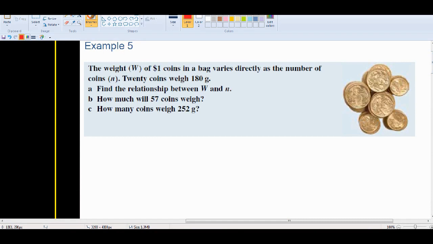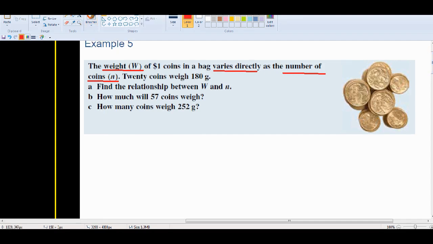Let's see, this is a problem. The weight of $1 coins in a bag varies directly as the number of coins. Here there are two quantities. One is the weight of the coins, W. The other is the number of coins, which is n. They are in direct proportion because they vary directly. That's another way to say it. You could say they are in direct proportion, or that they are proportional. There are different ways to say it.